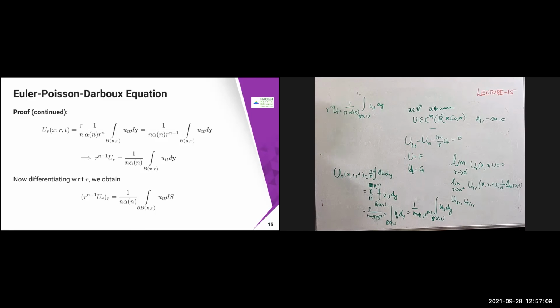Now we differentiate this with respect to r. What are you going to get? You are going to get r to the power n minus 1 u_r, differentiated with respect to r, equal to the other side. Here r is involved, so 1 by n into alpha of n is there. If I take the volume integral, that is going to become a surface integral. Therefore, this is going to become the integral over the boundary of B(x, r), so the one change is that dy will become dS. That is what the fundamental theorem of calculus is saying: you get f of b, the boundary only.